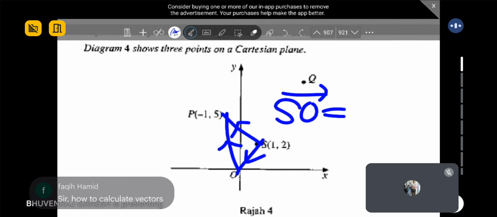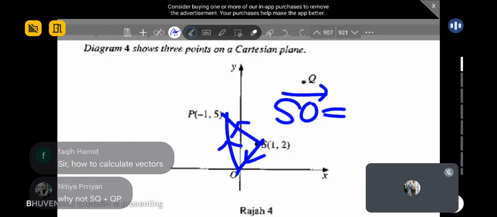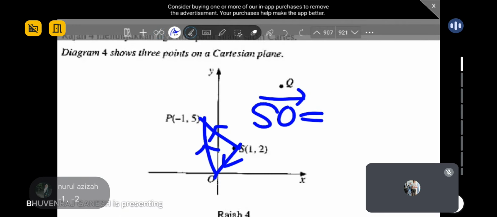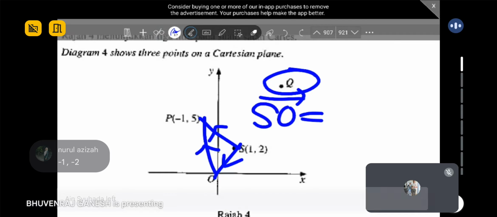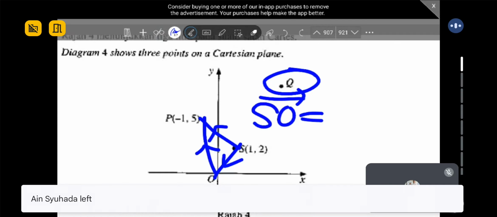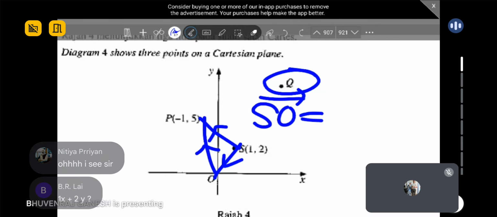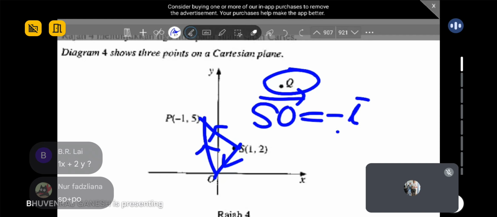So now you must look at this question. Nitya, if you choose Q, right? Do you have the coordinate of Q? May I know? You don't have, right? So if you don't have coordinate, how to form the vector? You cannot form the SQ vector because you don't have the Q coordinate. Very good. So SO is equal to negative i minus 2j.